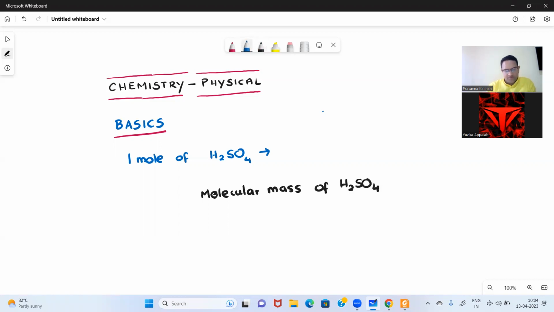So what is the molecular mass of sulfuric acid? How do we calculate? It will be 2 into 1, plus sulfur, the atomic mass is 32, plus oxygen, the atomic mass is 16, and 4 atoms are there in a molecule. Do we have to know a lot of these, or just the common ones? Even if you know the first 20 elements, that should be good, Yuvika. Till calcium. Yes.